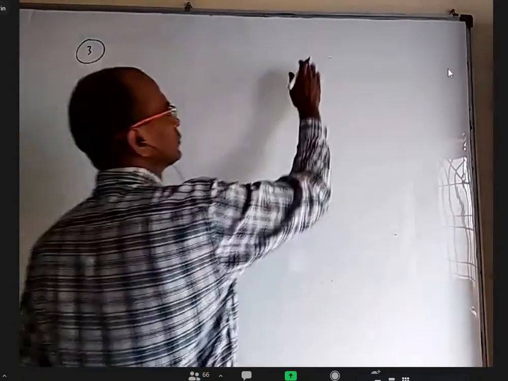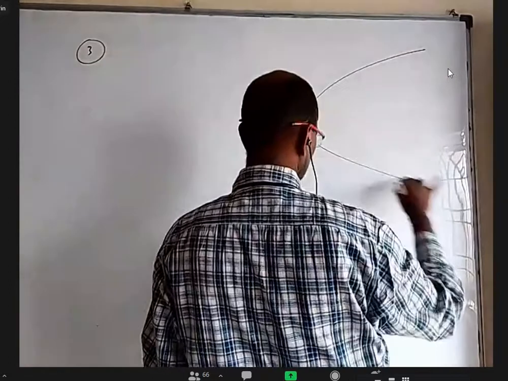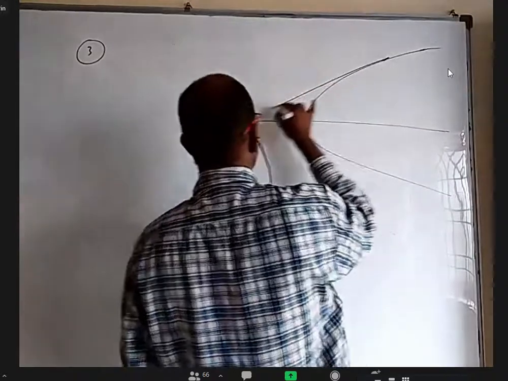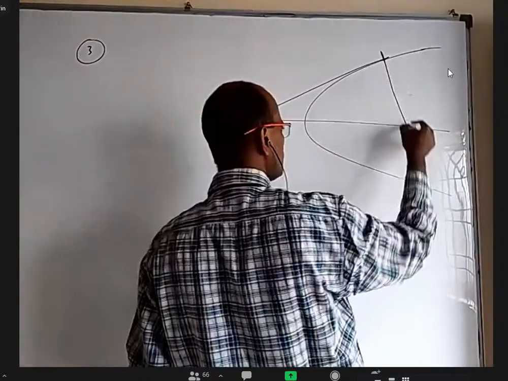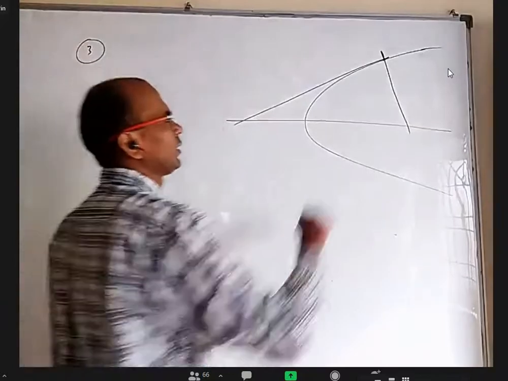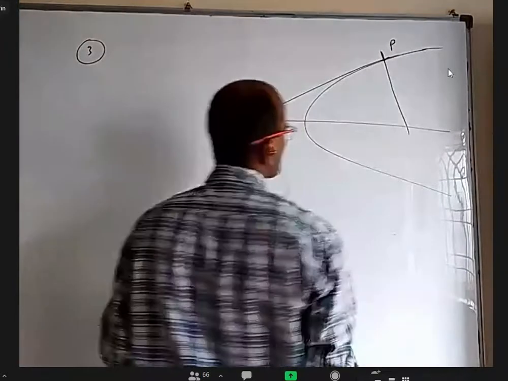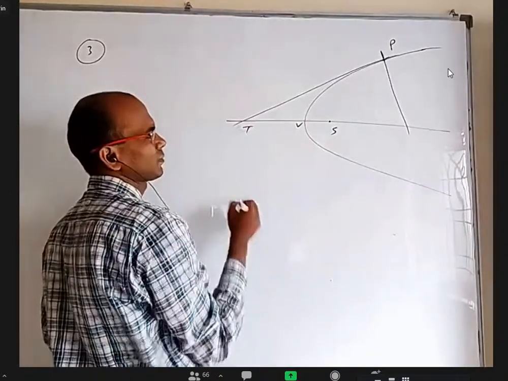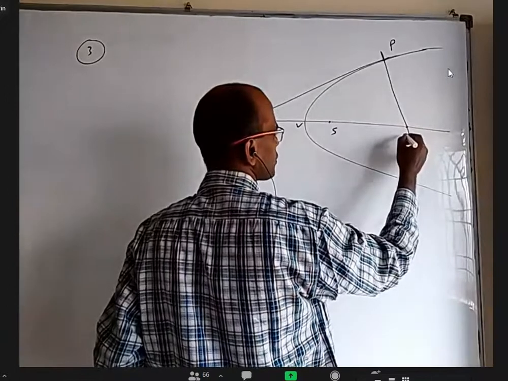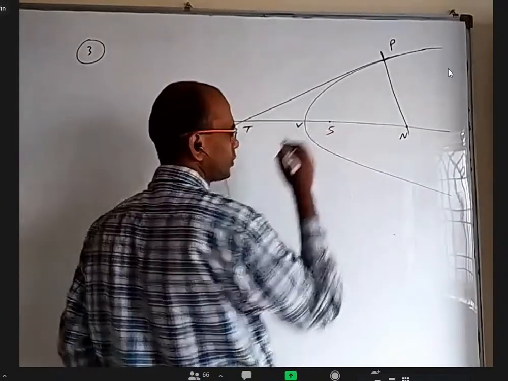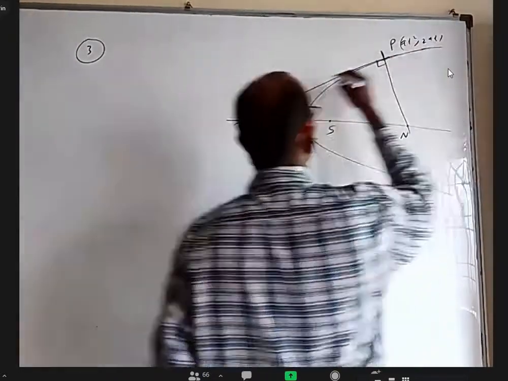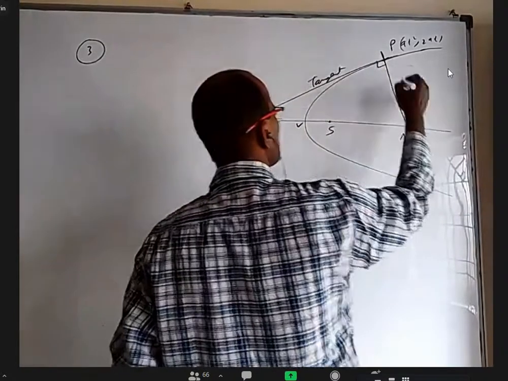Okay. Third point. Take a parabola, take any point and draw a tangent there. Draw the normal there. This is P. Focus is somewhere here, S. Where the tangent is meeting the axis, I want to call it T. Where the normal is meeting the axis, I want to call it N. And point P is (at², 2at). This is the tangent and this is the normal.